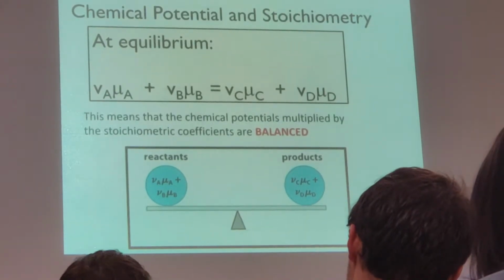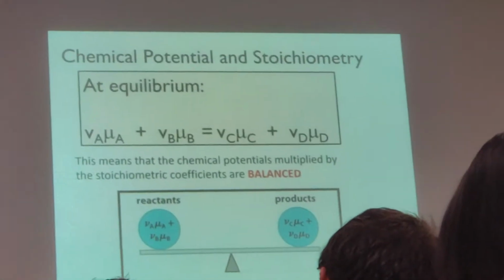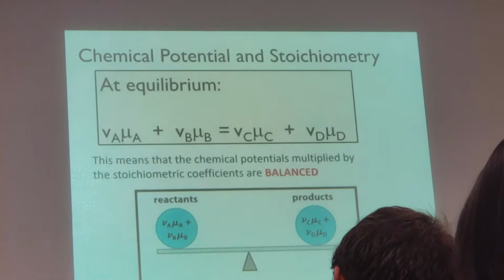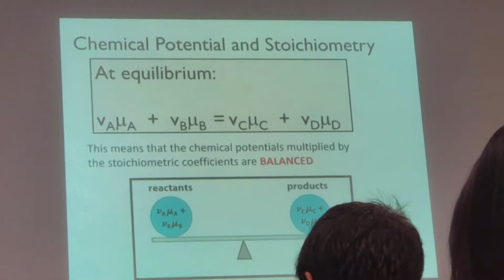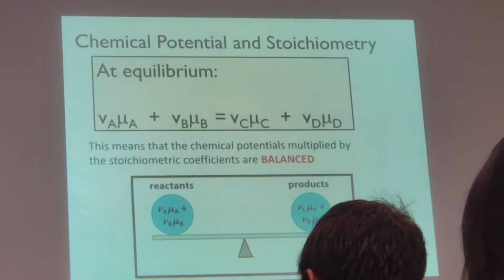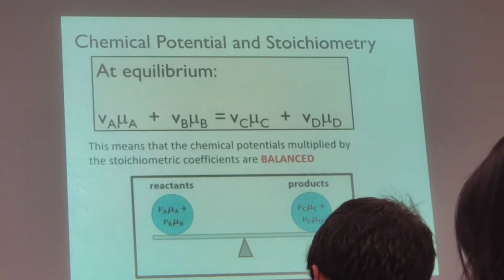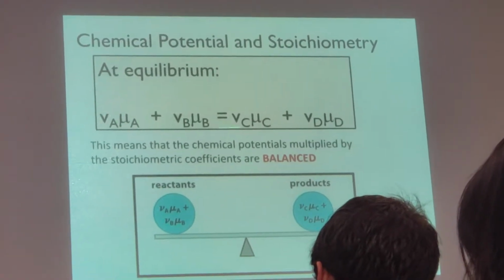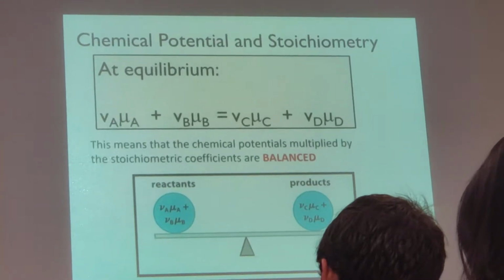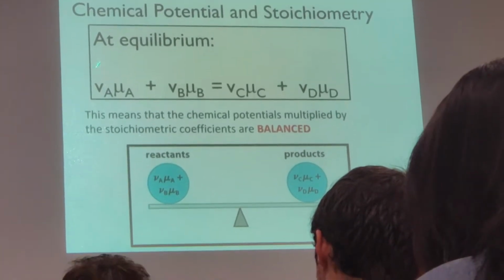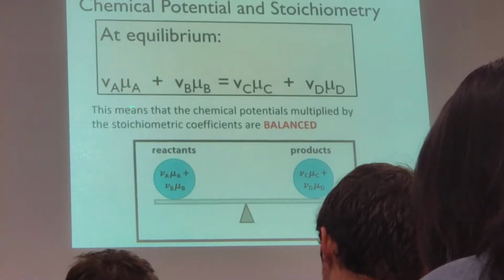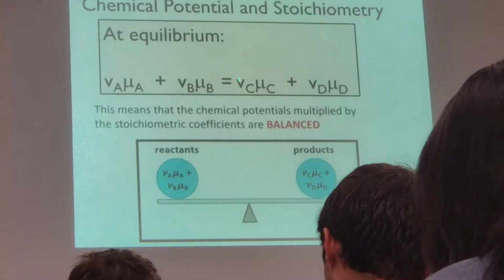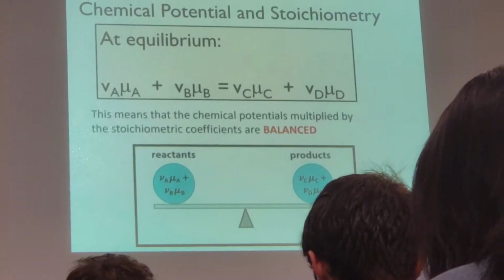So if I think of the chemical potentials and I think of stoichiometry, the stoichiometry is important to me. I can think of things in terms of a seesaw, in terms of being balanced. But basically, when I think of the situation at equilibrium generically, if I have lots of reactants and lots of products, everything on the left is going to equal everything on the right at equilibrium. Meaning that the stoichiometric coefficient times the chemical potential of A being consumed, with B being consumed, is equal to that of the chemical potential of C and D.